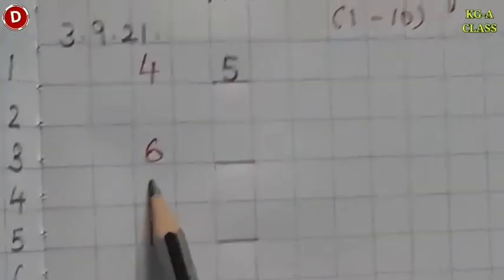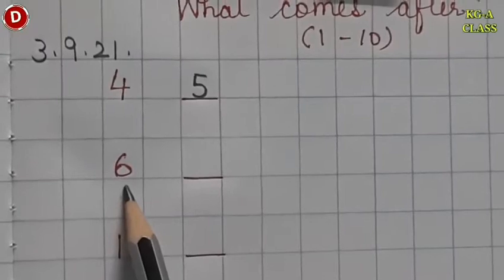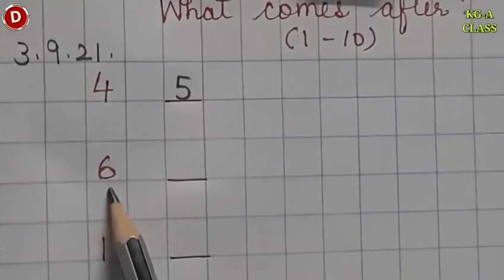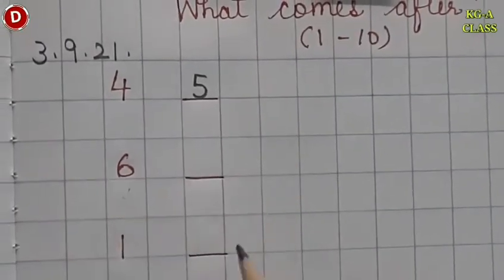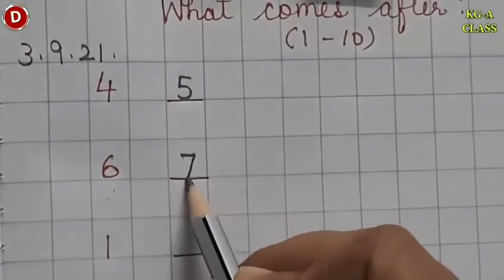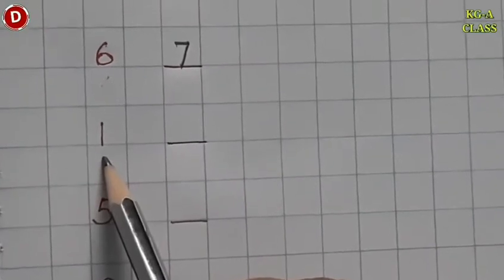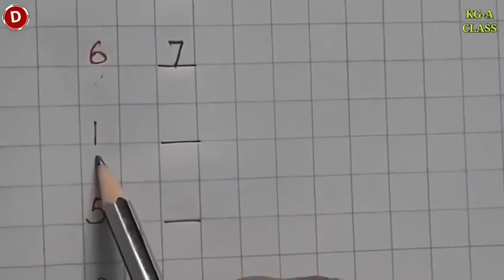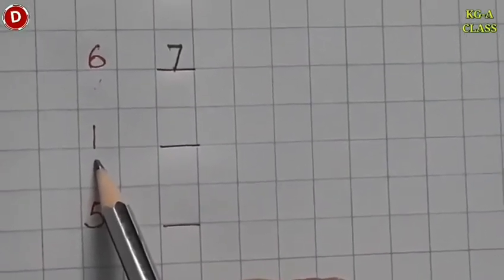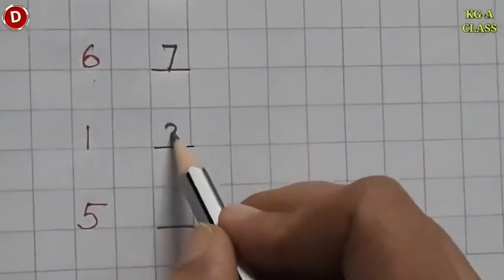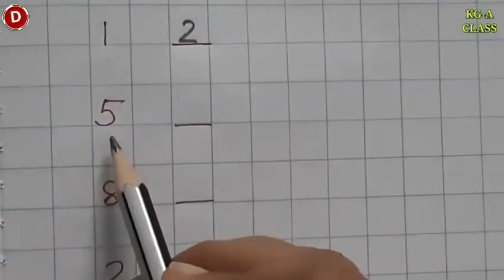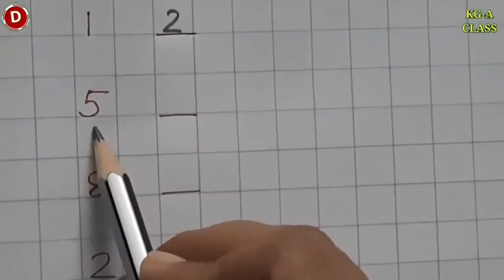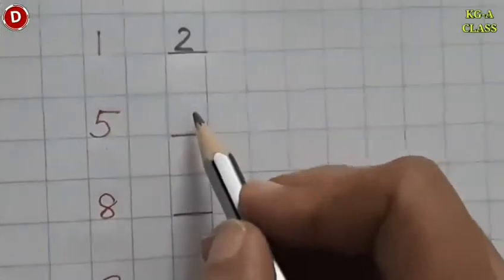Okay. See what I have written here with a pen. This is number 6. And what comes after 6? Just remember, after 6 comes 7. Like this. Children, which number is this? This is number 1. And what comes after 1? After 1 comes 2. So write 2 here. Children, now the next number is number 5. What comes after 5? After 5 comes 6.